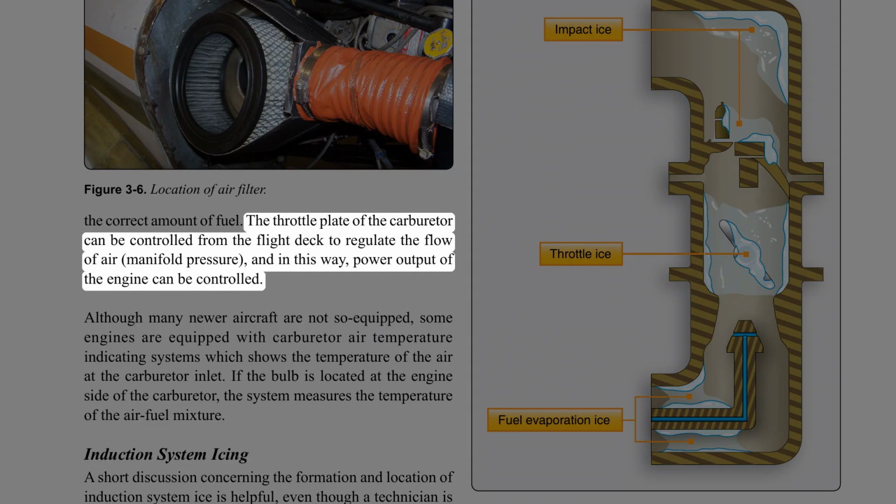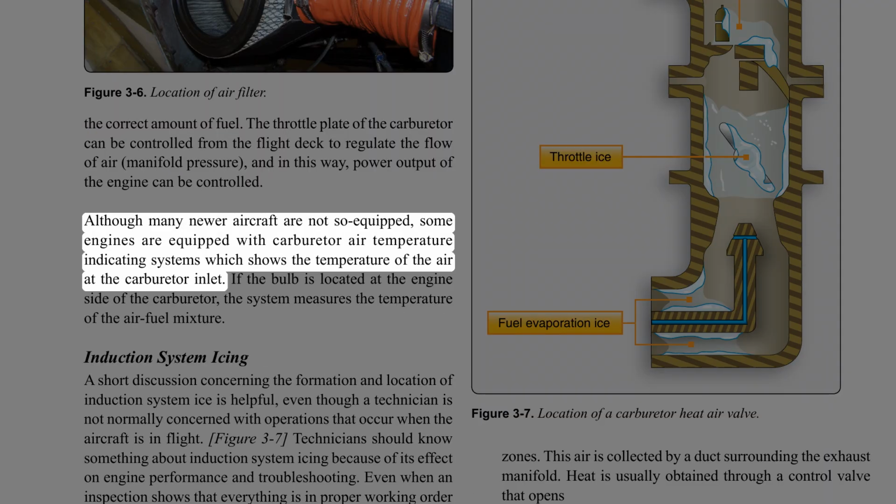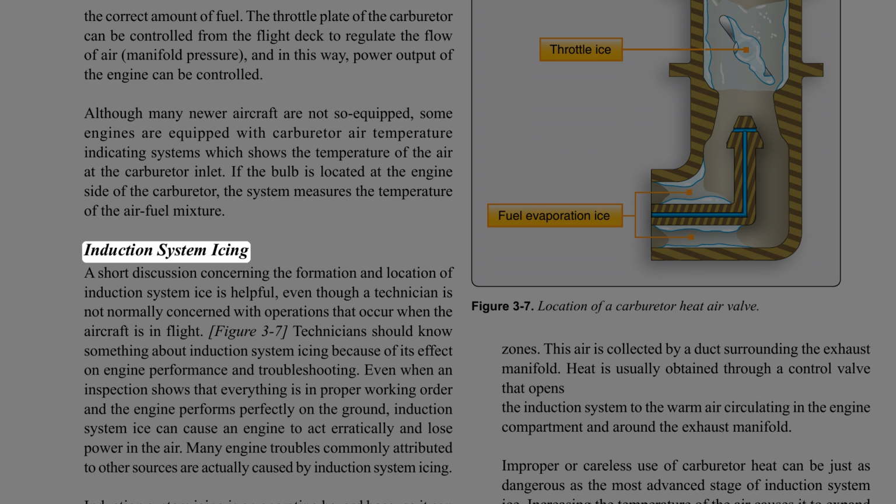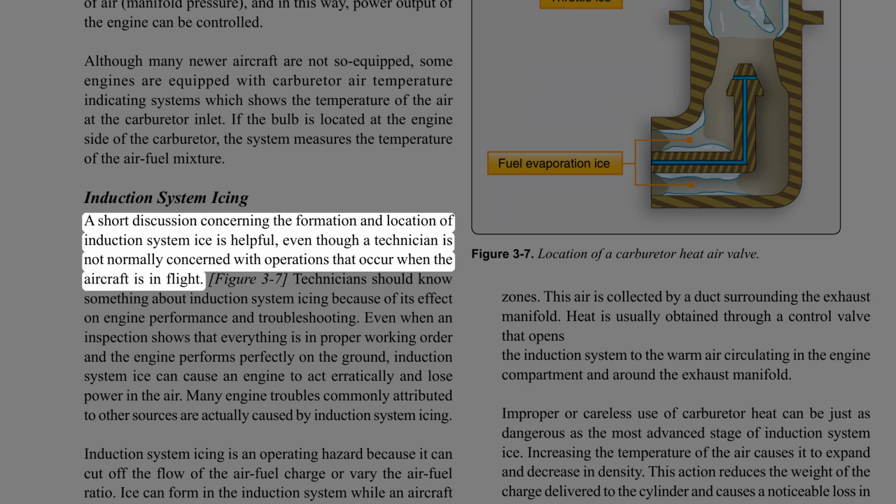The throttle plate of the carburetor can be controlled from the flight deck to regulate the flow of air, manifold pressure, and in this way, power output of the engine can be controlled. Although many newer aircraft are not so equipped, some engines are equipped with carburetor air temperature indicating systems which show the temperature of the air at the carburetor inlet. If the bulb is located at the engine side of the carburetor, the system measures the temperature of the air-fuel mixture.